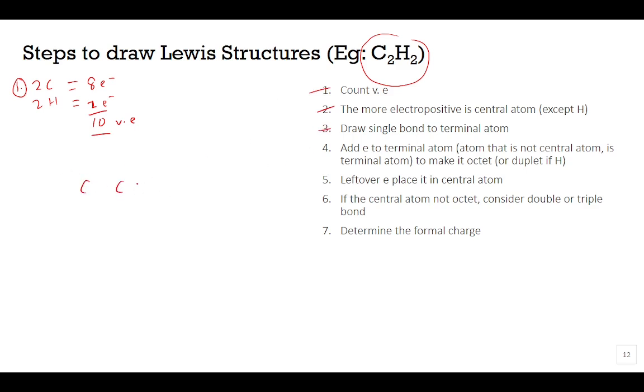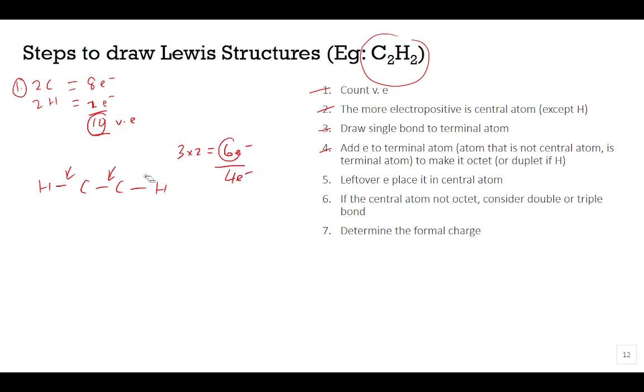Draw single bond to terminal atom. Anything that is not central atom is terminal atom. So you put H symmetrically and then put single bonds. Add electrons to the terminal atom. Terminal atom is hydrogen, but hydrogen is duplet already. So leftover electrons are placed at the central atom. How many bonding pairs did we use? 3. 3 times 2 equals 6 electrons used. So 10 minus 6 means we have 4 leftover electrons.